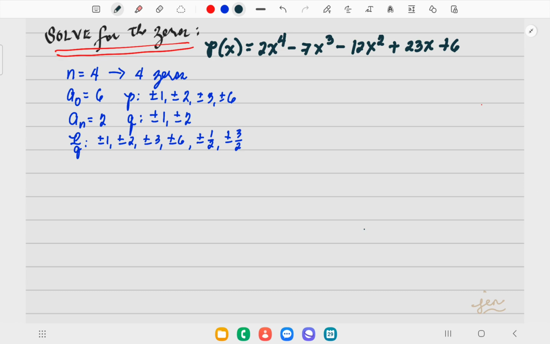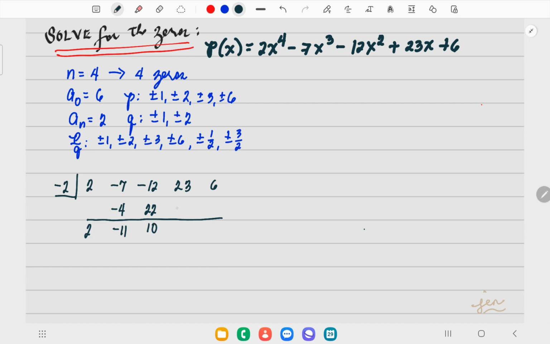So we write on the first row all the coefficients of x in descending power, then 23, then you have there 6. Let's check whether negative 2 is a rational zero of p of x. Thus, we bring down 2. 2 times negative 2 is a negative 4. Plus a negative 7 is a negative 11. Times a negative 2 is a 22. Plus a negative 12 is a 10.